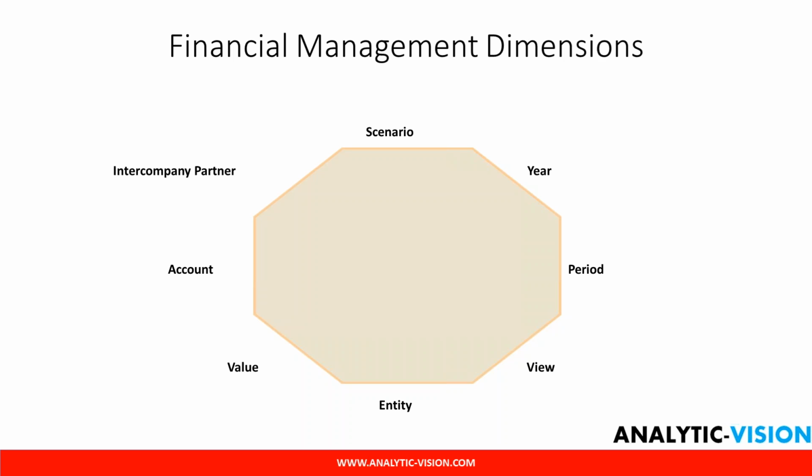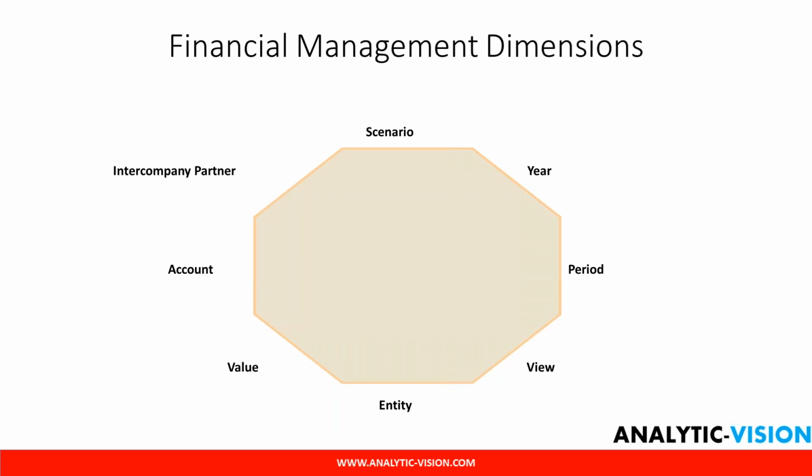We will talk about each dimension and the definition of each dimension here. The first one is the scenario dimension. The scenario is a way that we categorize the data. The scenario makes up whether we are going to have actual data, budget data, or forecast data. It is a way that we segregate data here.